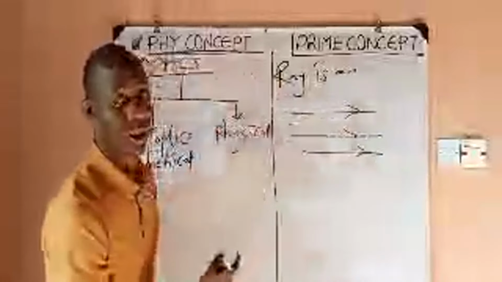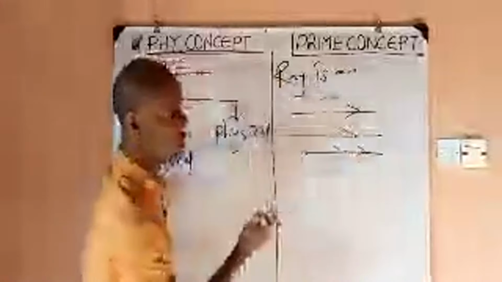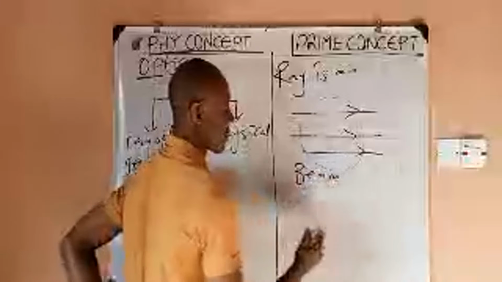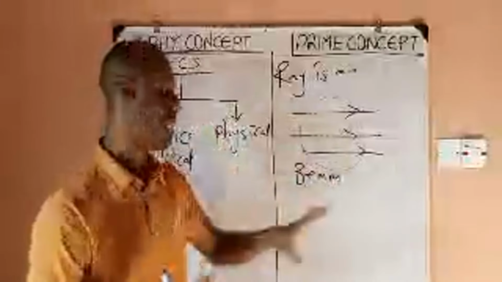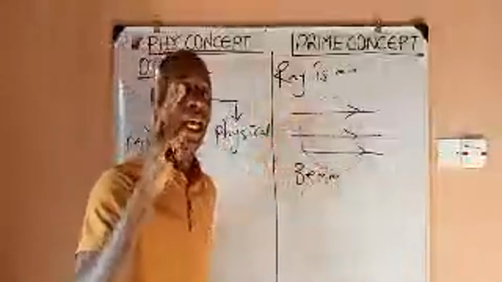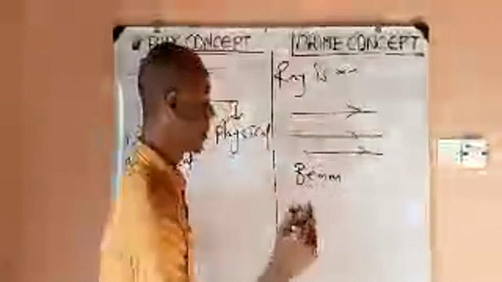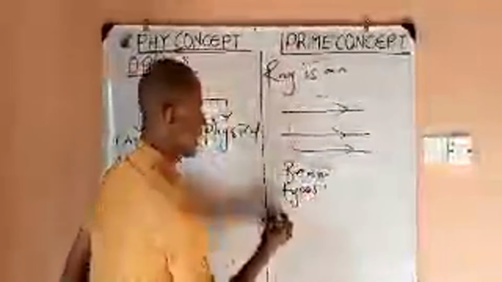Each of them is a ray. But if you have so many of them, this collection has a special name, which we know as what? Beam. So a collection of rays, a group of rays, is referred to as a beam, right? And then we have three types of ray. There are three types of ray you should learn in physics.